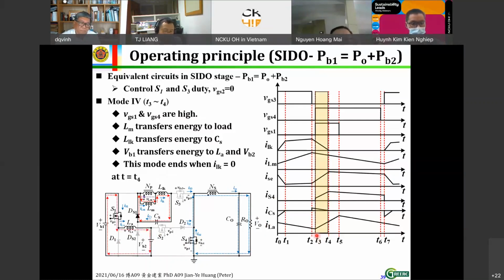In mode 4, VGS1 and VGS4 are high. The LM will transfer energy to load. The LK will transfer energy to CS. And now, because the switch S1 turn on, energy from the source will transfer to battery. This mode ends when the energy from the LK transfer to CS equal to 0 at T equal to T4.